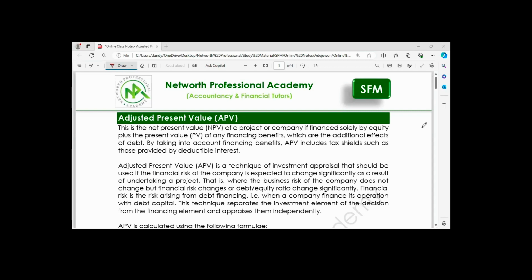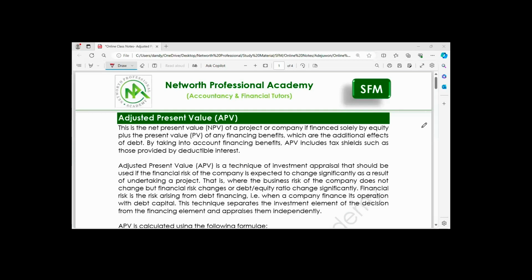APV is a technique that separates cash flow from operations from cash flow arising from financing and appraises each of them independently.